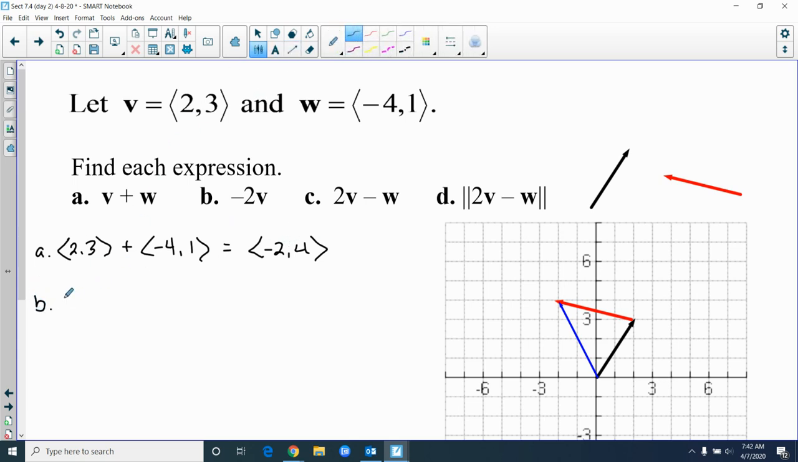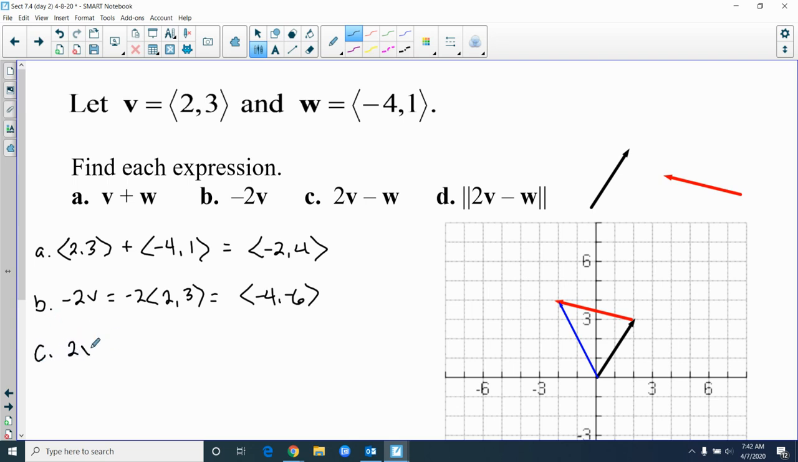B, negative 2 times vector v. That's negative 2 times 2, 3, which will be the vector negative 4, negative 6. So the negative is going to make it go the opposite direction, and the 2 is going to double the length.